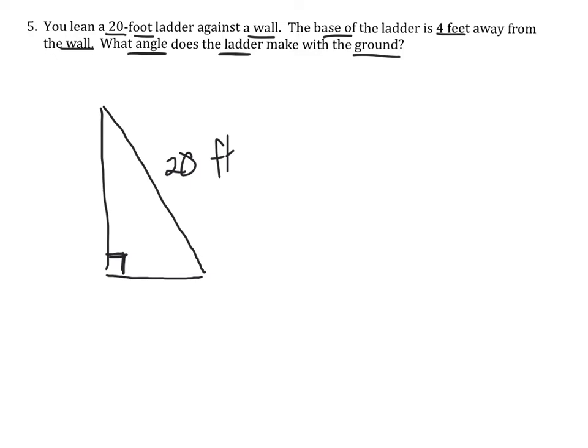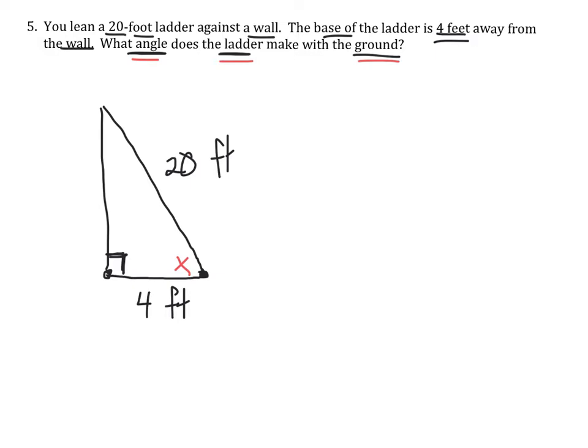Base of the ladder is 4 feet away from the wall. So the base of the ladder is down here at the bottom right, and it's 4 feet away from the base of the wall. So what exactly am I looking for in this case? So I want to figure out an angle. I only have two choices, and it's the angle that the ladder makes with the ground. So that's going to be down here. So you can put a variable in there. You could put x, you could put theta, which I discussed earlier, or you could use alpha or beta, but I'll just stick with x in this case.